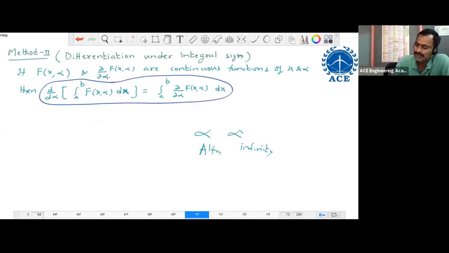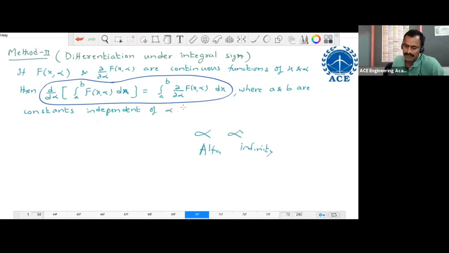This is the result, where a and b are constants independent of alpha. a and b are constants independent of alpha. This is the differentiation under integral sign result.